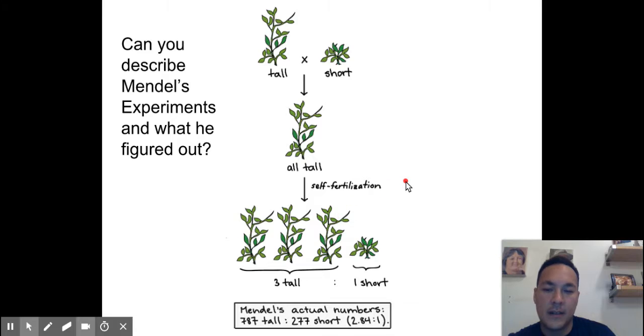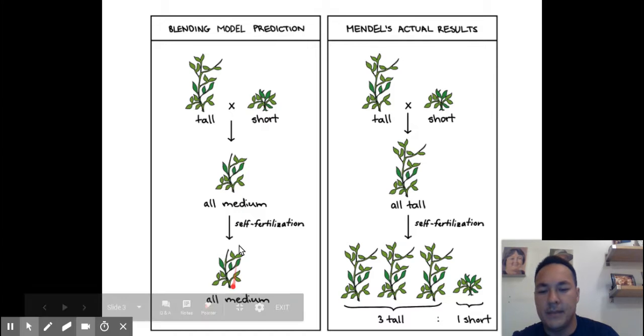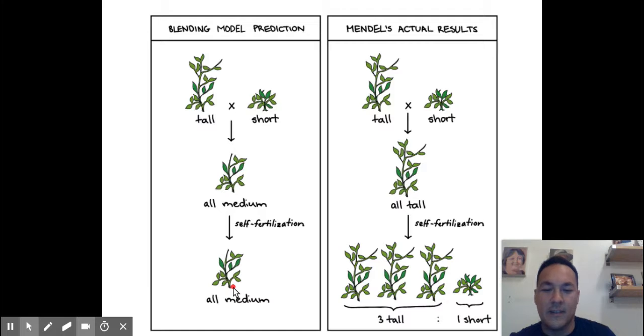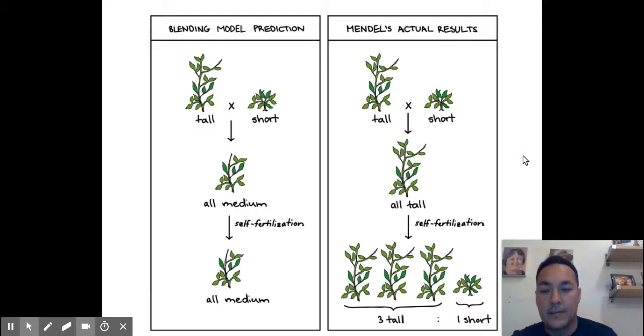So let's see what else is going on here. If we predicted everything to be a blend, which a lot of students, when they first come to me about genetics, think, then everything would have come out medium, and they stay medium forever. Maybe they'd breed with something slightly taller and they come out a little bit taller, but that would be a blend. We didn't see that. Mendel didn't see that, right? He saw tall, short, all tall, and then 3 tall and 1 short. So he disproved the blending model, and we can disprove it as well.